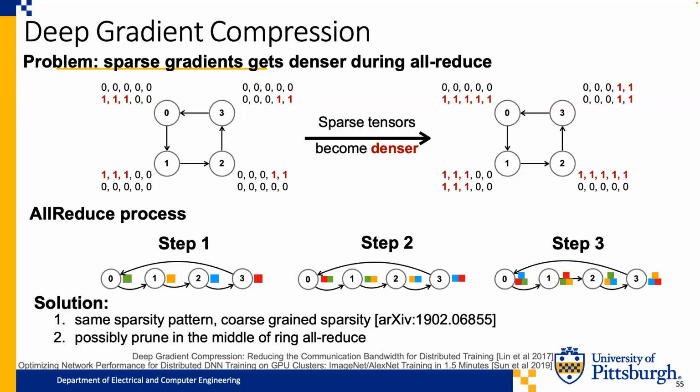right? And that eventually makes all these gradients denser and denser. After multiple rounds of communication, all the gradients are coming back again. Does that make sense? Okay. So we need to do something to fix this problem of gradients getting denser and denser. One idea is, how about we share the same sparsity pattern.